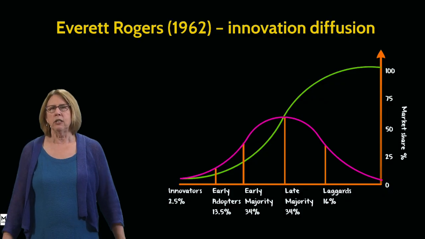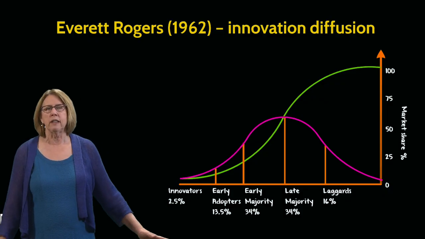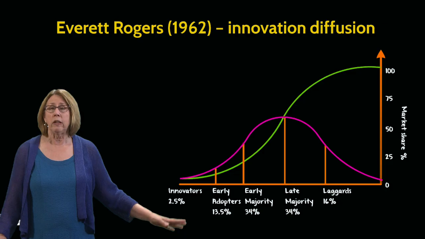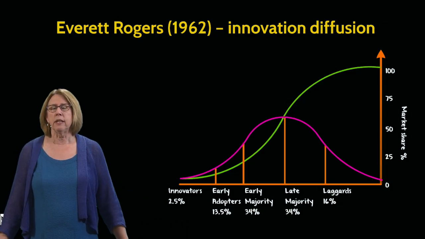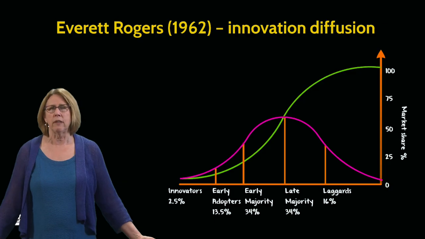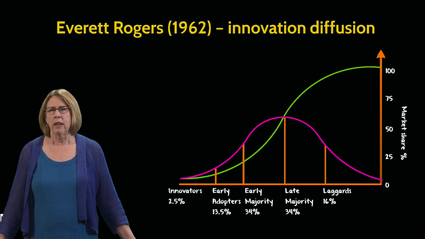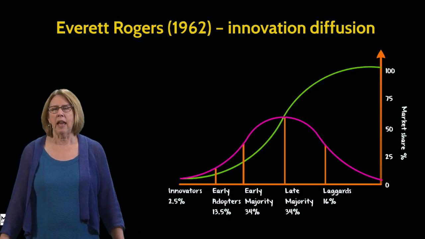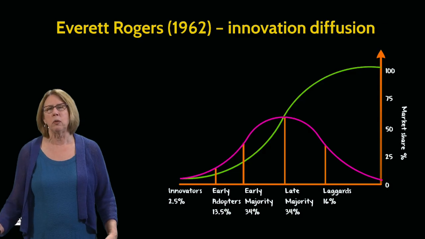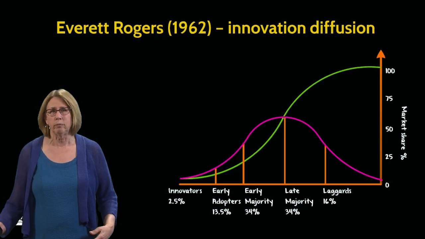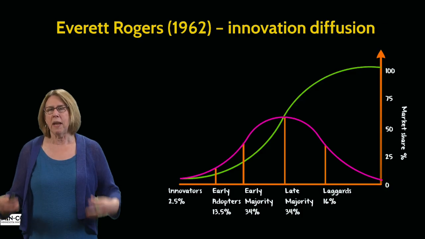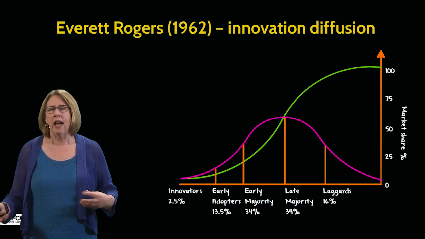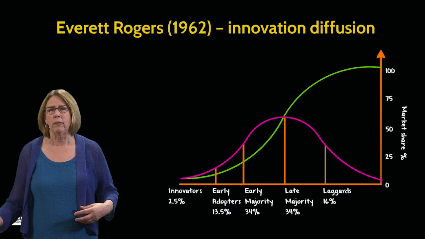In 1962, a sociologist who focused on rural technology adoption, Everett Rogers, put together the classic chart for innovation diffusion. He was actually looking at the adoption of seed corn by farmers in Iowa, which is kind of an interesting thing to think about, that has become the basis for our thinking about high-tech technologies as well.